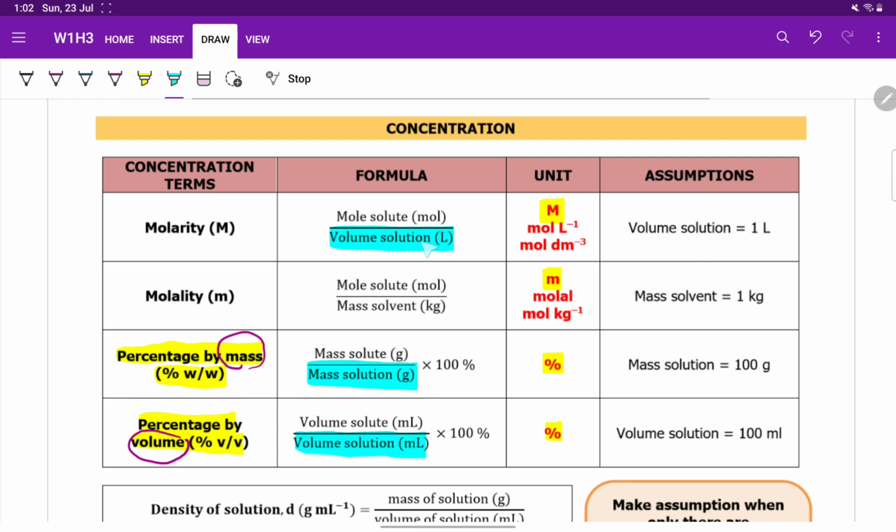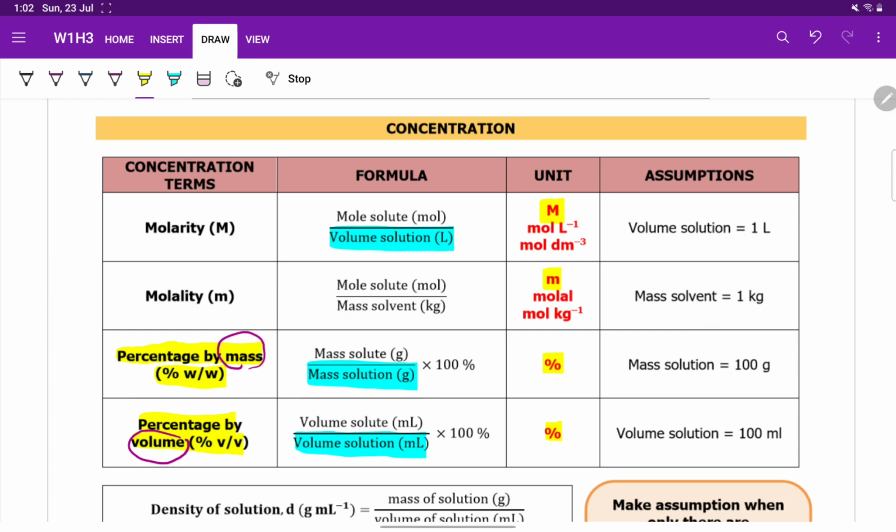So, tiga ni are using solution. Dan bahagian atas, molarity, mole of solute. Okay, percentage by mass, since it's mass, so mass of solute. Percentage by volume, volume of solute. Okay, so bahagian atas semua adalah solute. Dan bahagian bawah untuk molarity, percentage by mass and percentage by volume are solution.